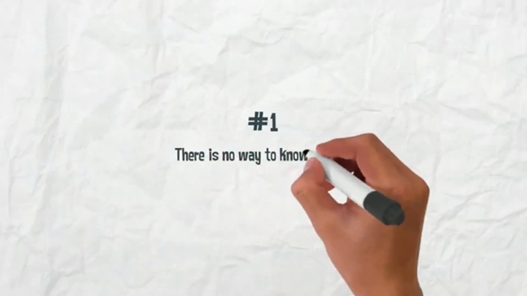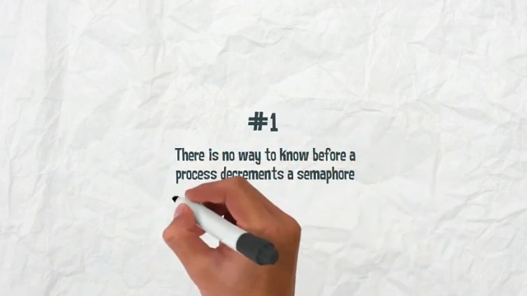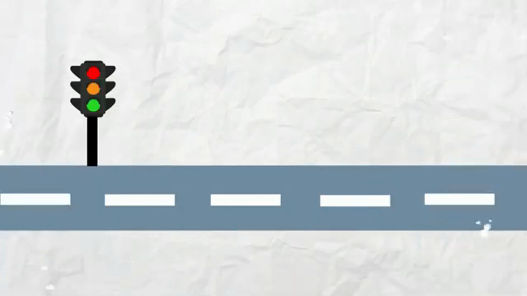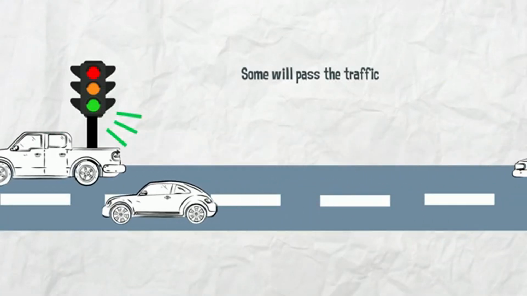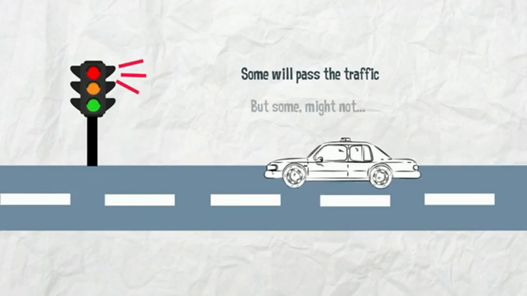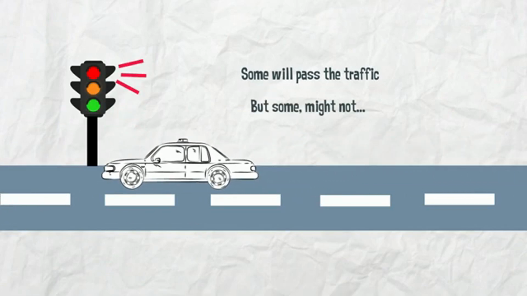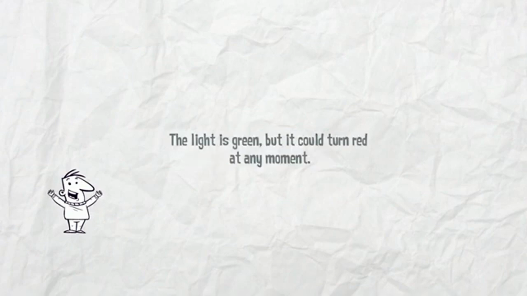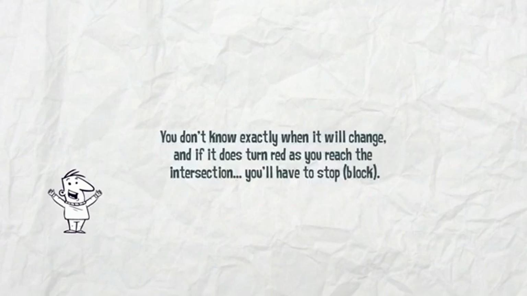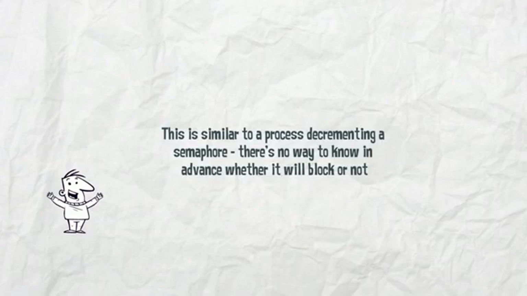Number 1. There is no way to know before a process decrements a semaphore whether it will block or not. Imagine the car as a process. Some will pass the traffic, but some might not. Imagine you're driving on a road and approaching a traffic light. The light is green, but it could turn red at any moment. You don't know when it will change. If it does turn red, you'll have to stop. This is similar to a semaphore. We don't know when it will block or not.